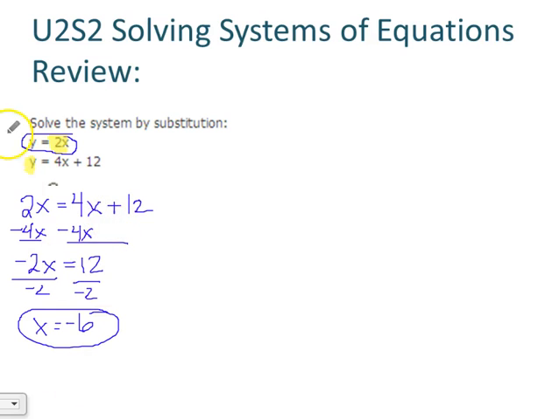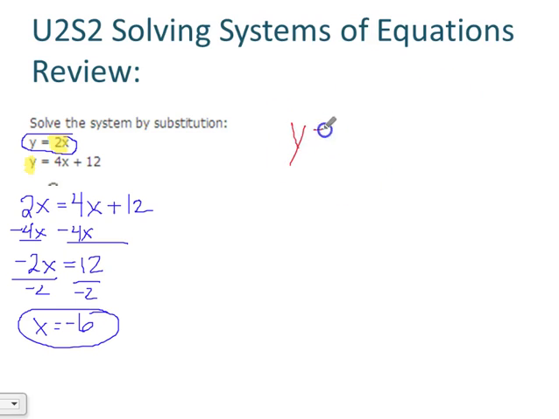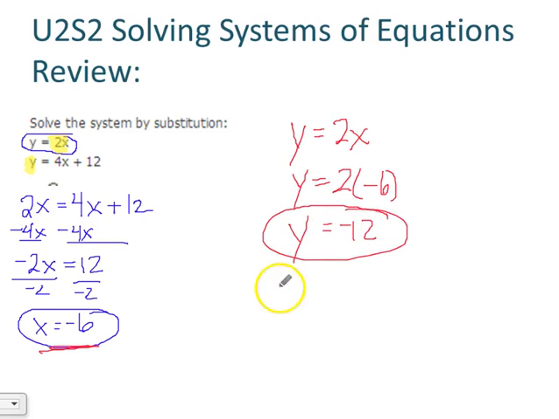So what I can do is look at my two original equations, and I can plug x equals negative 6 into either one of those and solve for y now. But I'm going to choose that top equation because to me it's a lot easier. There's only two terms. So we've got y equals 2x. I'm going to plug in negative 6 where I see an x because I solved for x down here. And then I get y equals negative 12. So now I have my solutions, negative 6, negative 12.